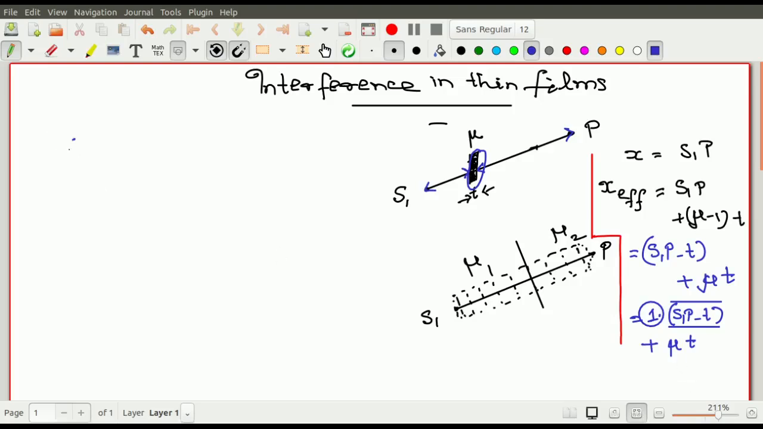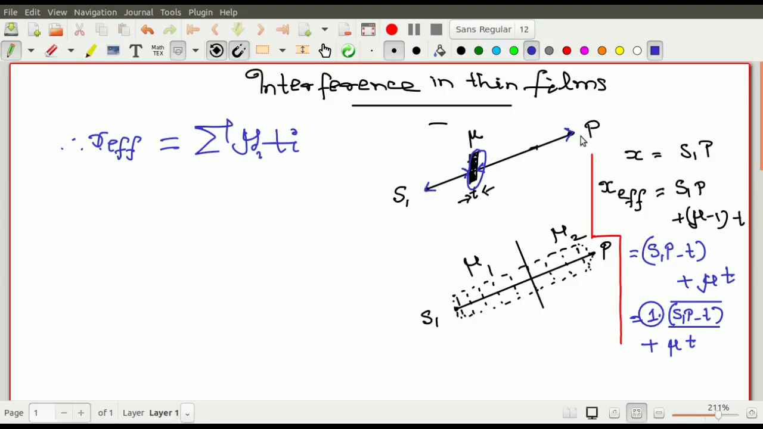From today onwards we will say that the effective path difference from one end of the ray to another end is equal to the summation of mu i into t i. Is that clear? This is the general formula used to find the effective path length from one point to another. Effective path length is actually called the optical path, because light passes through optical mediums.